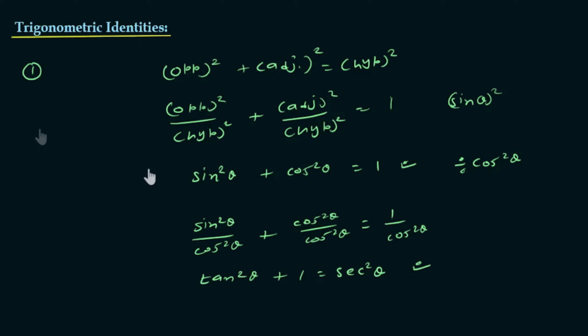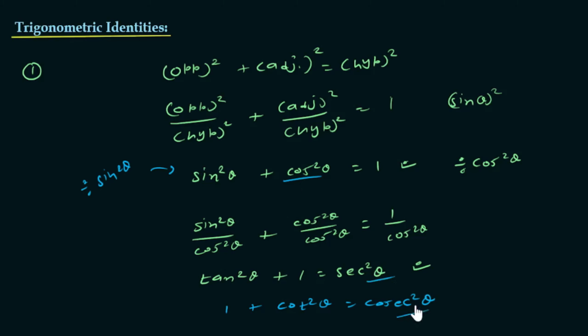Again, we can derive our third fundamental identity by dividing this equation by sin square theta. That identity I am going to write directly. Sin square theta upon sin square theta will be 1, plus cos square theta upon sin square theta will be cot square theta, and 1 upon sin square theta will be cosec square theta. So these are the three trigonometric identities which we are going to remember.